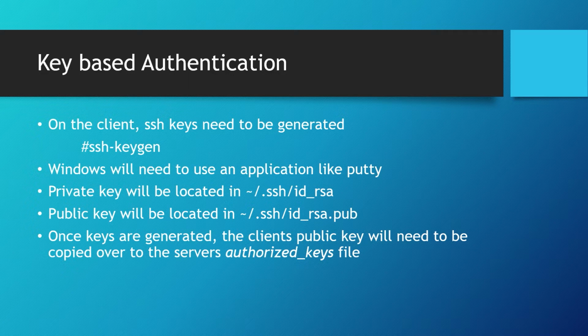for your Windows machine. Now, once you generate your keys, you'll actually generate two keys. You have your private key and your public key. And on Linux machines, the private key is going to be stored in the .ssh/id_rsa, and the public key will be in that same directory, but it'll be called id_rsa.pub.